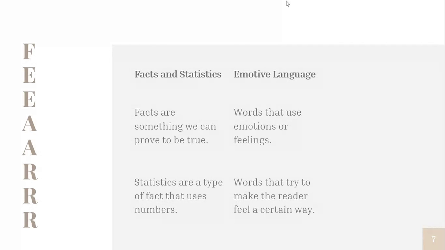E is for emotive language, words that use emotions or feelings. So emotive links to that word emotions. This could be direct. We might see words used such as happy or sad, so it's very clear that the writer is talking about feelings. But sometimes it is actually a lot more subtle. They might be talking about a particular topic in a certain way to make the reader feel something. So it might be that they try and make the reader feel really sad and upset. It might be that they try and make the reader feel really guilty about something to try and persuade them to do something.